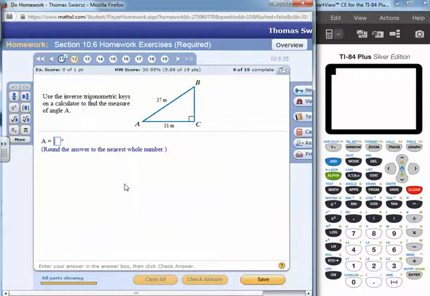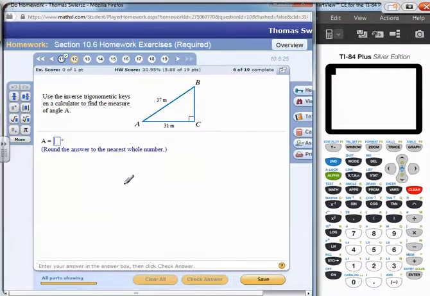Okay, problem number 12, another inverse trick on your calculator. Find the measure of angle A. Angle A is right here. With respect to angle A, the 31 is next to it. Part of it forms a right angle, so it's the adjacent side. 37 is opposite the right angle, so that is the hypotenuse. So again, the trig function involving adjacent and hypotenuse is the cosine.